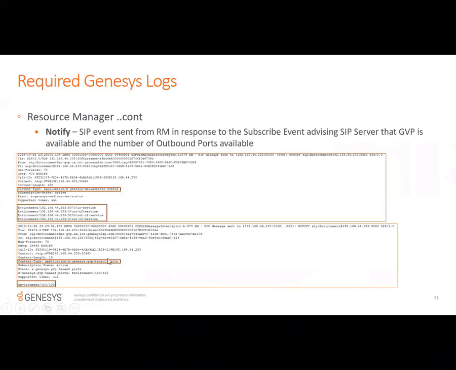And then a second subscribe, as I talked about, which is the tenant ports. Once RM receives that subscribe for tenant ports, it will update SIP server with a notify event with the available ports. In this case, it's 100, 100. So it's going to offer back to SSG the event resource info, which will have 100 out of 100 available ports.